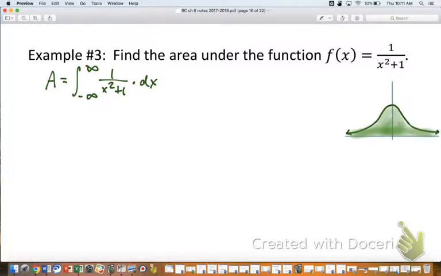Okay. What do you have to use in order to evaluate an integral like that? A limit. So I'm going to put it like this: the area equals the limit as b heads towards infinity. And then it would be the integral from where to where if I set that limit up? Negative b to b. Yep. Good job. Still of 1 over x squared plus 1 dx.